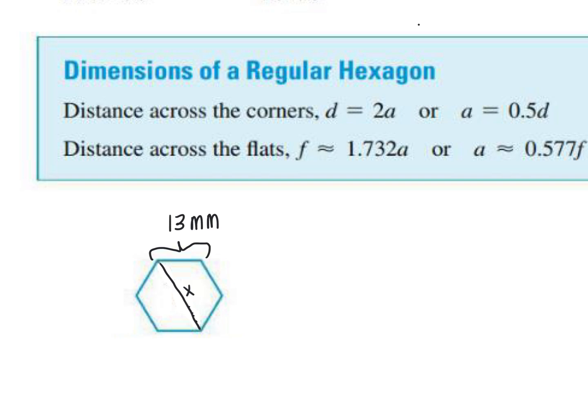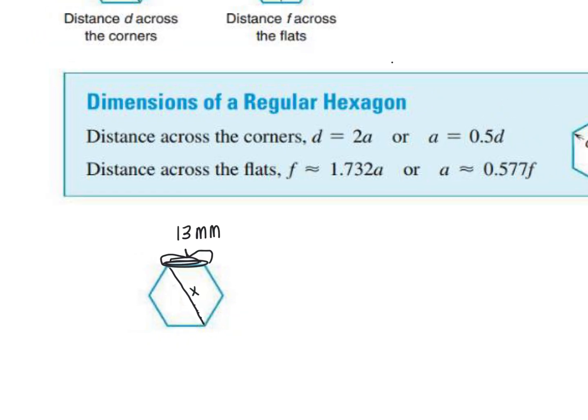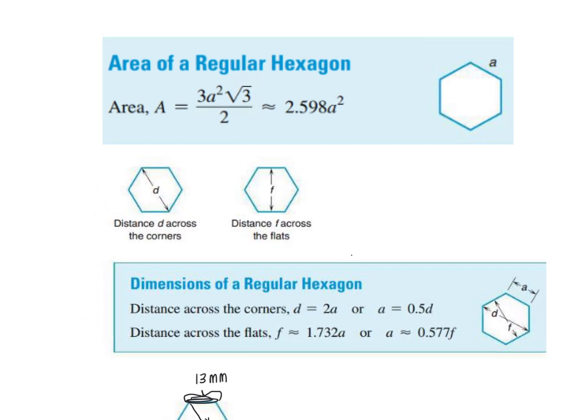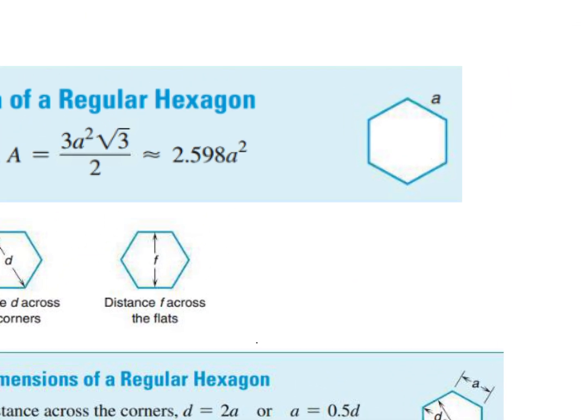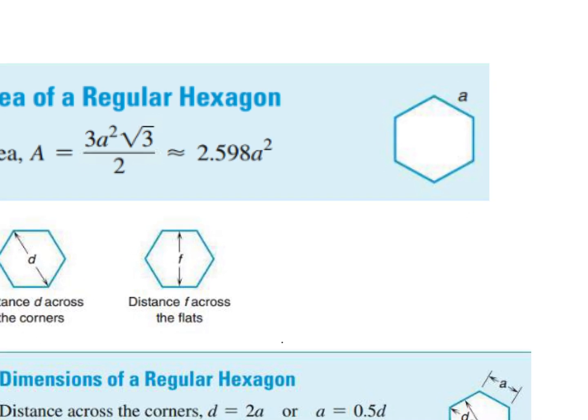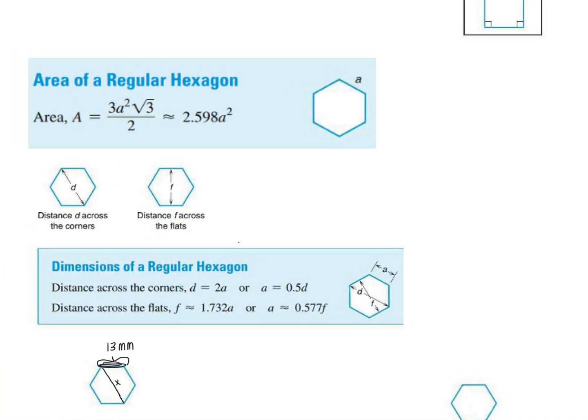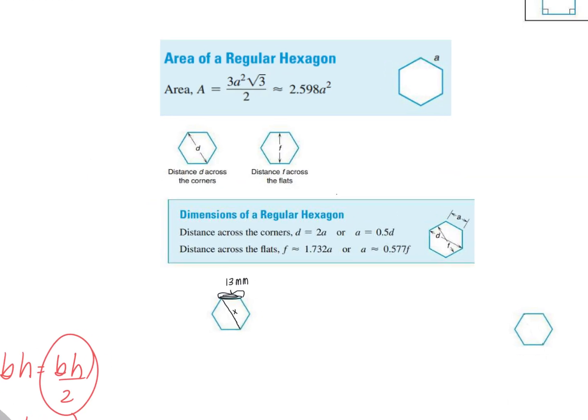It says the distance across the corners, what we're looking for right here, is 2 times A. The distance is 2 times A. Well, what is A? A is that 13 millimeters right there. And we can know that from the other information that it gives us on hexagons. A is the length of that flat side.